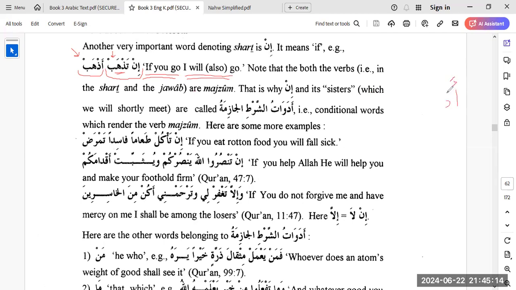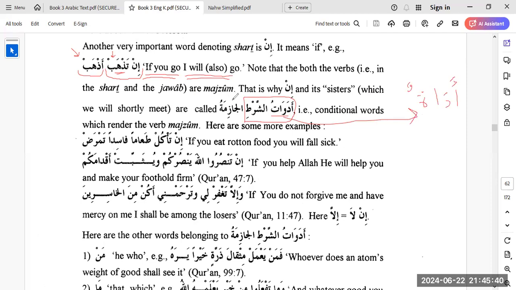Adatu shart. Adat means instrument, singular. Adatun means an instrument. Its plural is adawat. So you call them the instruments. Shart means condition, so this is an idafa construction. All right. Adawatu shart. Al jazima is the nat of adawat.